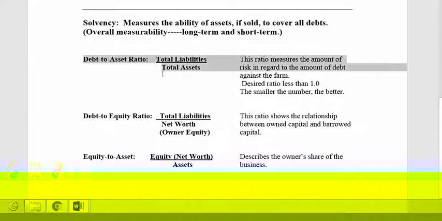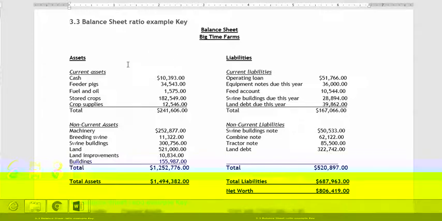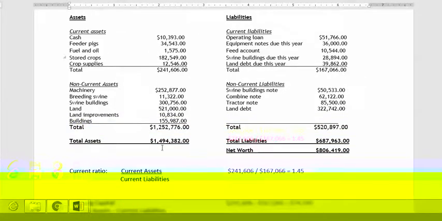This tells us what percent the bank owns, this tells us what percent we own. Pretty simple. So let's go back to our assignment then. We have this balance sheet here, Big Time Farms. We have a total asset of $1,494,382, total liability of $687,963, gives us a net worth of $806,419. Sounds good. Let's see more.